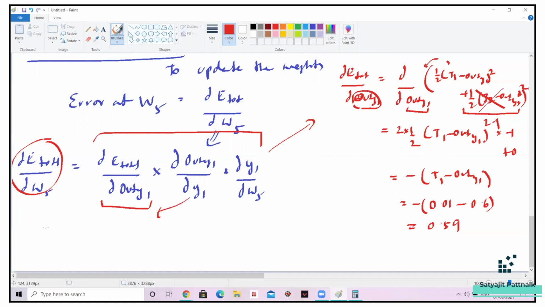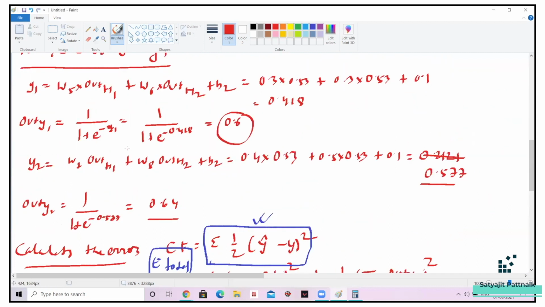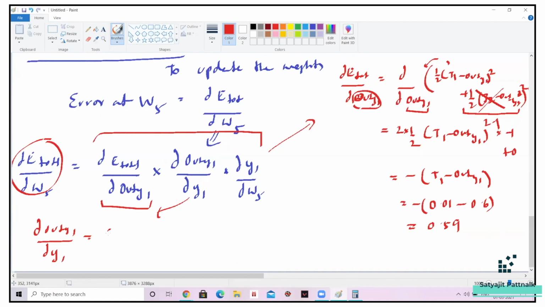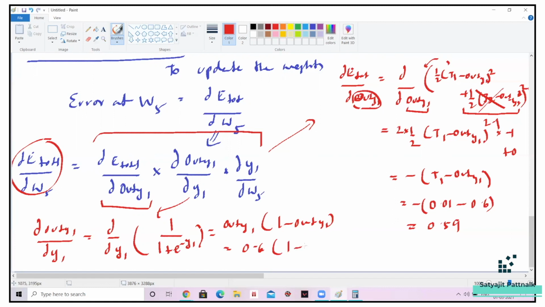So let's find the second thing. What is derivative of output of y1 with respect to y1? What is output of y1? Go back to the activation function part. Output of y1 is nothing but 1 by 1 plus e to the power of minus y1. So what will be the derivative? The output is going to be output of y1 multiplied with 1 minus output of y1. 0.6 into 1 minus 0.6, which is nothing but 0.6 into 0.4, which is 0.24.